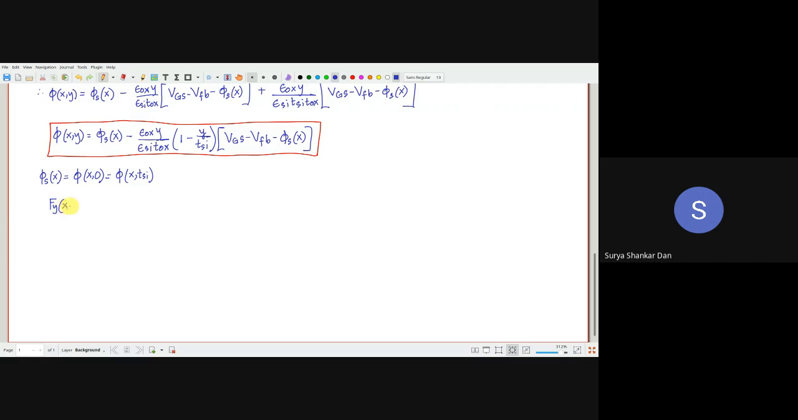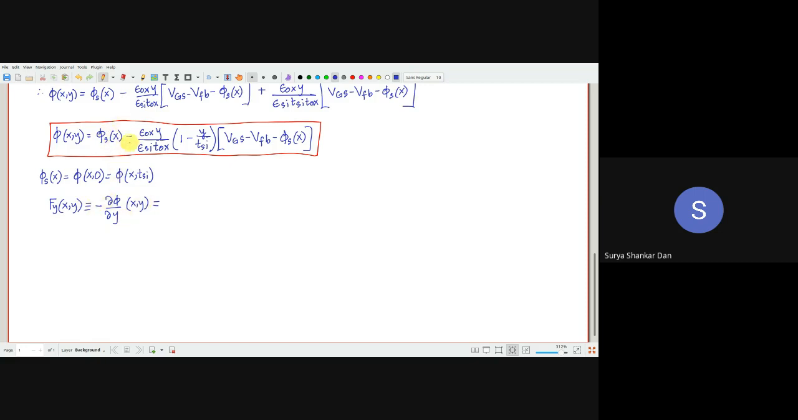That is, the vertical field F_y(x,y) is defined by minus del phi(x,y) by del y. So remember that it is del y. This is the vertical field. Now phi_s(x) is only a function of x, so therefore del y of a y-independent term will always be 0. So the first one is gone.